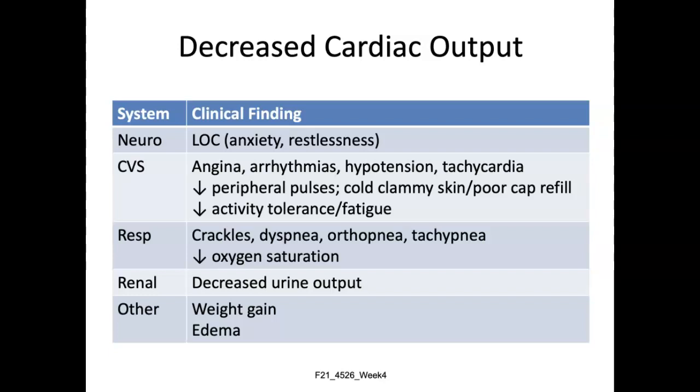Renal: if you're not getting enough blood out to the kidneys, the great sign for the kidneys is decreased urine output. They're just not getting enough blood to function properly, and so they have decreased urine output. And the other would be, because of poor circulation, you would have weight gain and edema. So these are some of the signs and symptoms you will see with your patient.